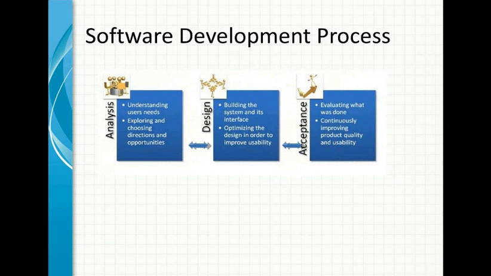Now, in the software development process, the typical set of tasks that a company goes through, first is the analysis. So understanding the user's needs. So this is what software companies are doing, hopefully. Then they explore and choose directions and opportunities. Then they design. They start building the system and its interface. They optimize the design in order to improve usability, hopefully.